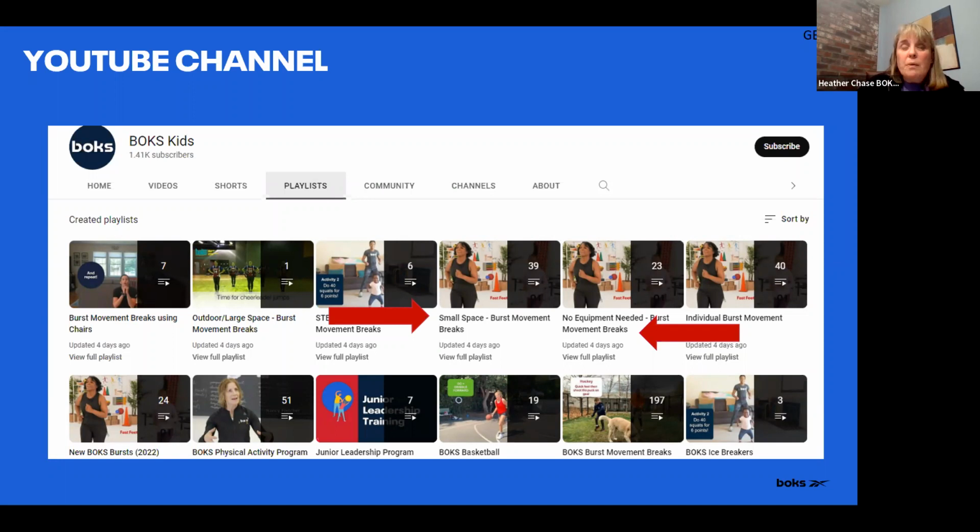Outdoor large space bursts. Behind that first arrow is actually some STEM and STEAM bursts for all different activities, small space, and then no equipment needed movement bursts, which are really helpful for people figuring out what they can do and what they have. Look on the bottom, we also have some basketball stuff, which we developed a whole curriculum around last year, but there's a lot of quick activity bursts if you have a lot of kids that are into basketball.